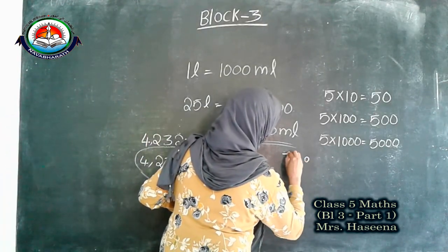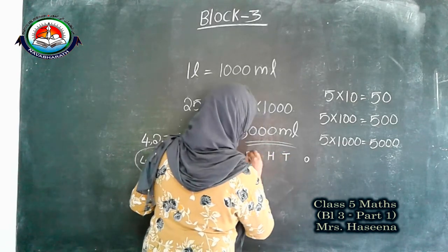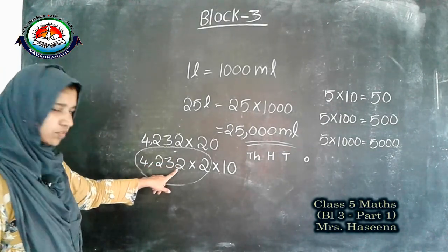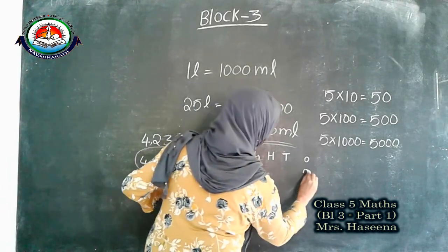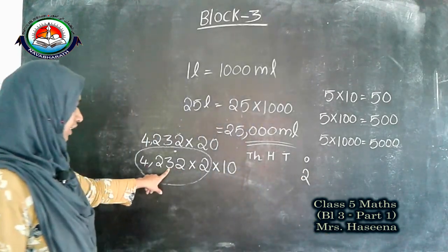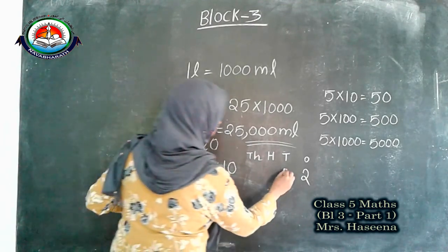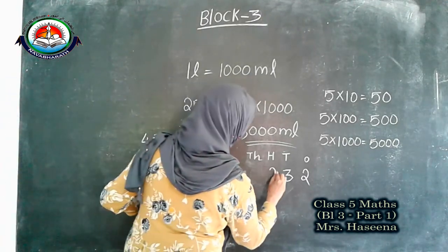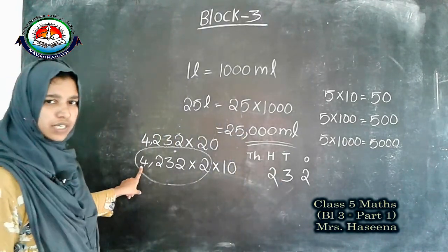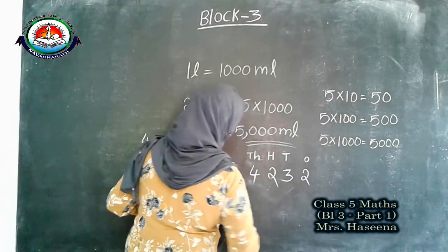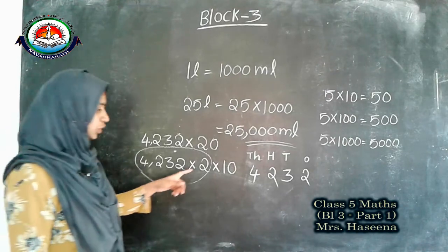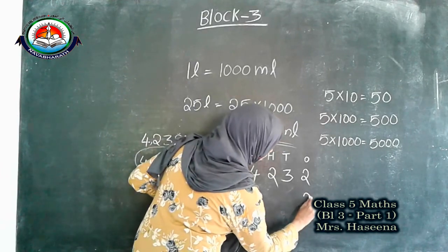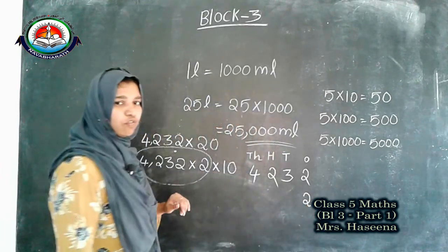First write ones, tens, hundreds, then thousands. In the first number, which digit is in the ones place? 2. Which digit is in the tens place? 3. Which digit is in the hundreds place? 2. Which digit is in the thousands place? 4. Then here, what is the number? 2. 2 is in which place? Ones place only. So we write 2 here because it is in the ones place.